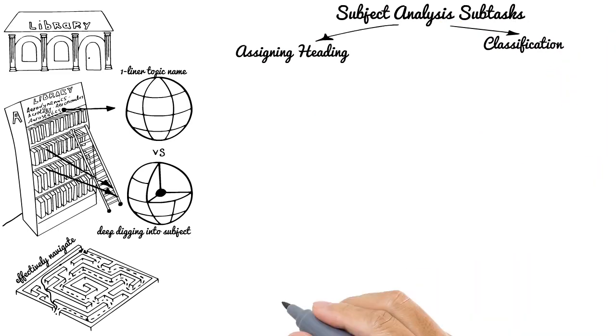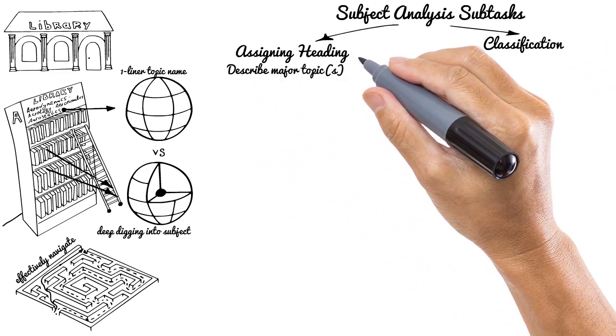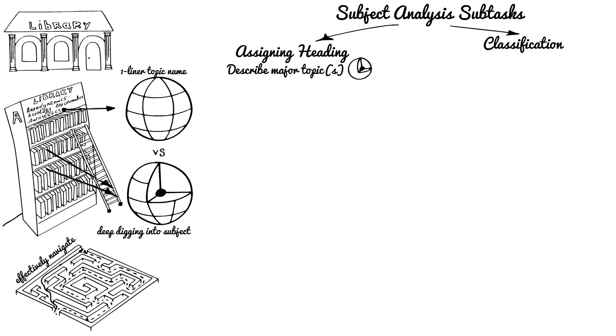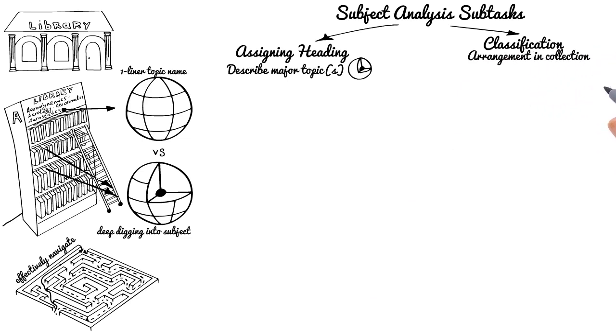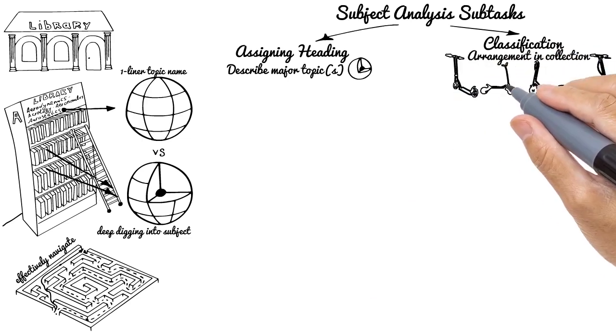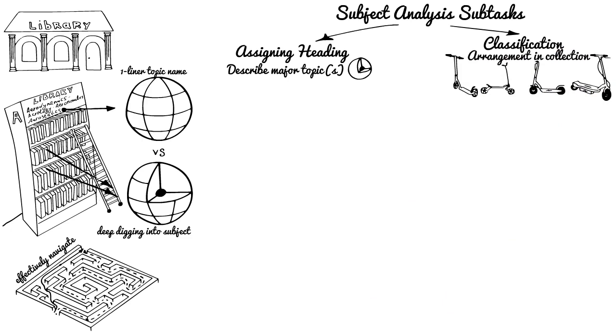Subject headings in a book describe what the major topic or topics of the book are, and this requires deep analysis by librarians. We will discuss it later in this video. Another subtask is to make an arrangement of materials in a collection, or in other words, to classify. In North American libraries, classification is used primarily to arrange material on shelves according to their subjects.